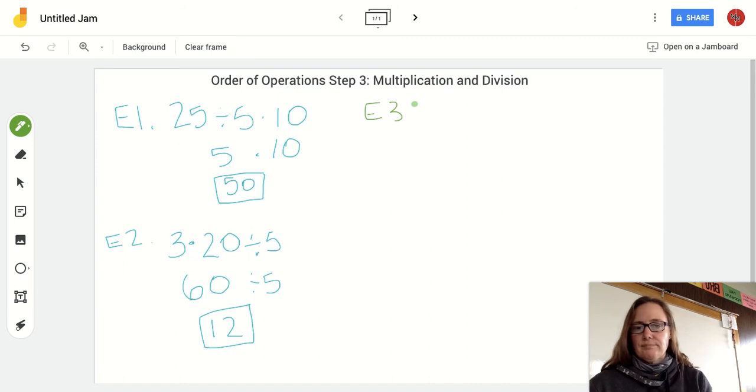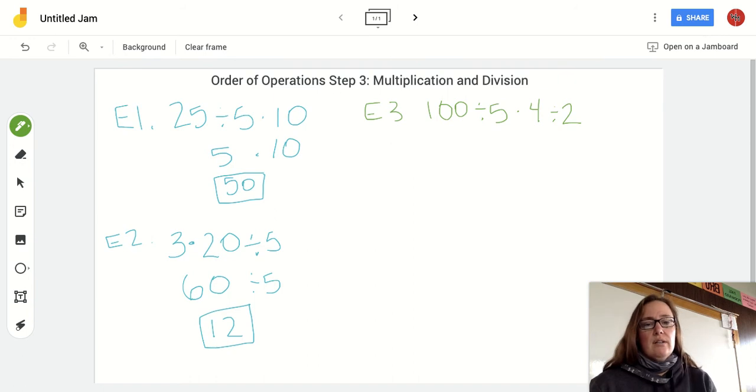Example 3. Let's do 100 divided by 5 times 4 divided by 2. Okay, so first I'm going to go over a common pitfall here. A lot of 6th graders will try to do 100 divided by 5 and then 4 divided by 2 and then multiply those quantities together, because in their minds, this is a thing to do, and then this is a thing to do, and then they do that after. But remember the rule, multiply and divide from left to right.